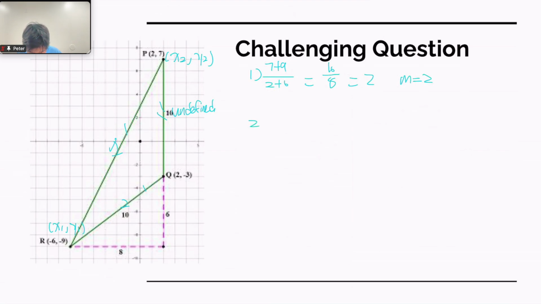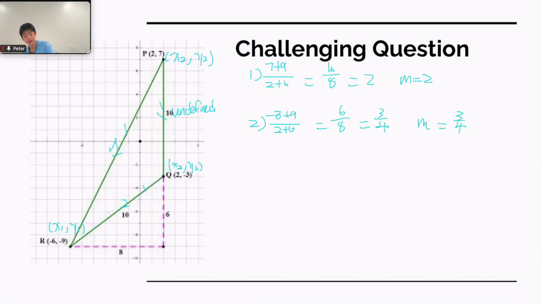For number 2, we're going to plug in 2 of these points. This will be x2, y2 in this case. So we plug it in. Negative 3 minus negative 9 will be plus 9 over 2 minus negative 6, which is plus 6. 2 plus 6 is 8, so 6 over 8. Simplify further, 3 over 4. The slope will be 3 over 4 in this case.